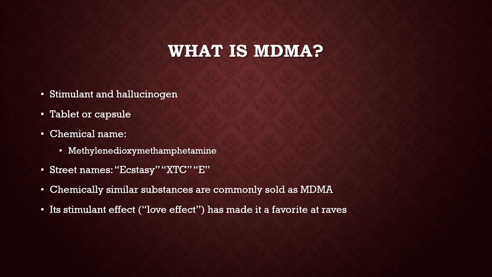It's sold as a tablet or a capsule. It is a synthetic chemical that can be extracted from an essential oil from the sassafras tree. Its chemical name is 3,4-methylenedioxy-N-methamphetamine. And counterfeit methamphetamine is often sold as ecstasy.